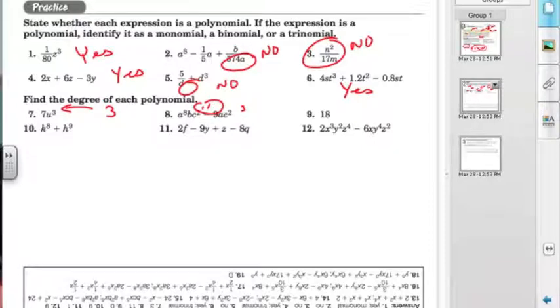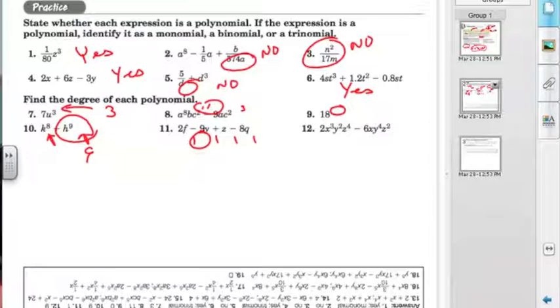Number 9, 18. There's no variable, so the answer is 0. There's 0 degree. Number 10, we look at it. We have 8 possible answers. We have 9, so the answer is, yeah, it has a degree of 9. In number 11, we have a whole bunch of variables. We have a degree of 1, a degree of 1, a degree of 1, and a degree of 1. Well, that's kind of difficult. Doesn't matter which one you choose, but you have a degree of 1.